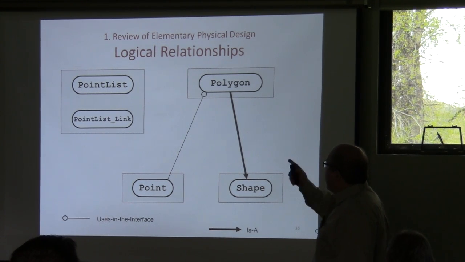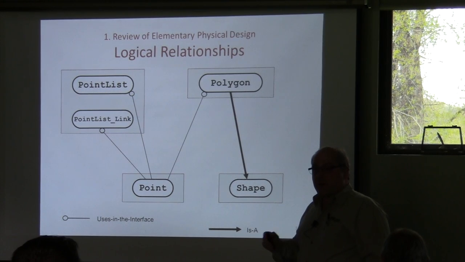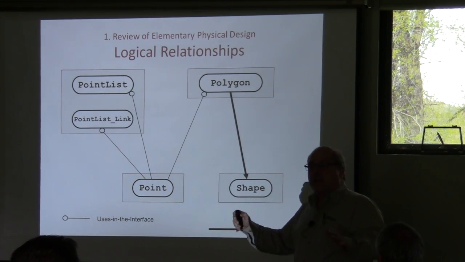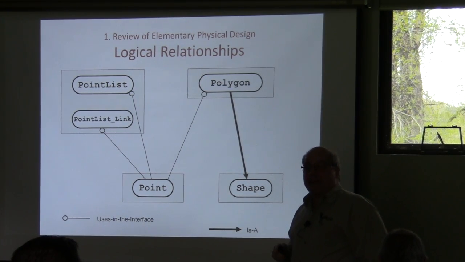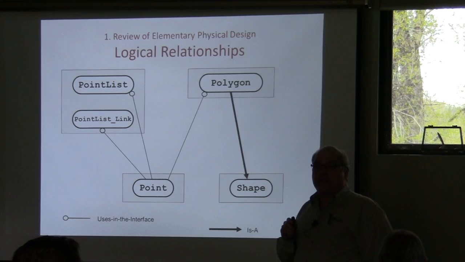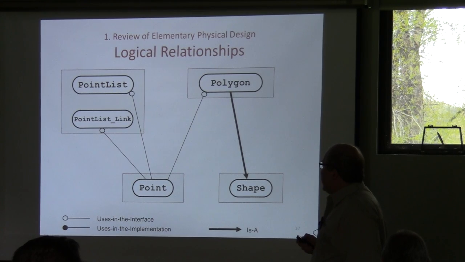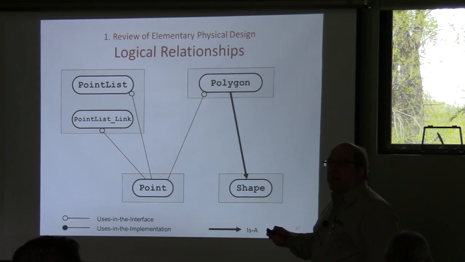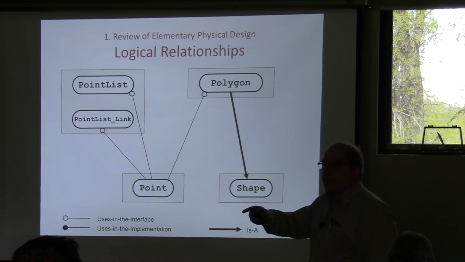Okay. Now, if you look at point list and point list link, they also use point in their interfaces like that. So far, so good. Does this make some intuitive sense? Okay. And then polygon uses point list, but not in a way that you can detect it. It's not programmatically accessible to know that polygon uses point list. That's the whole point of encapsulation. So we say polygon uses point list in the implementation. Something uses something in the implementation, it does not use it in the interface. Something uses something in the interface, it uses it in the implementation, with one exception, which we're about to see.